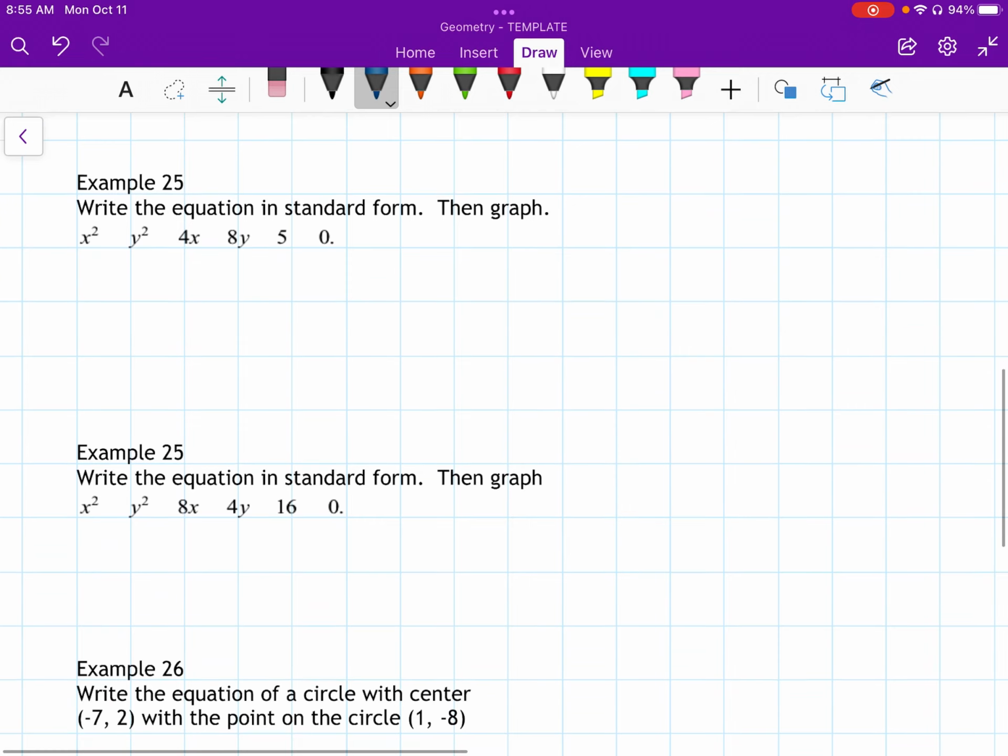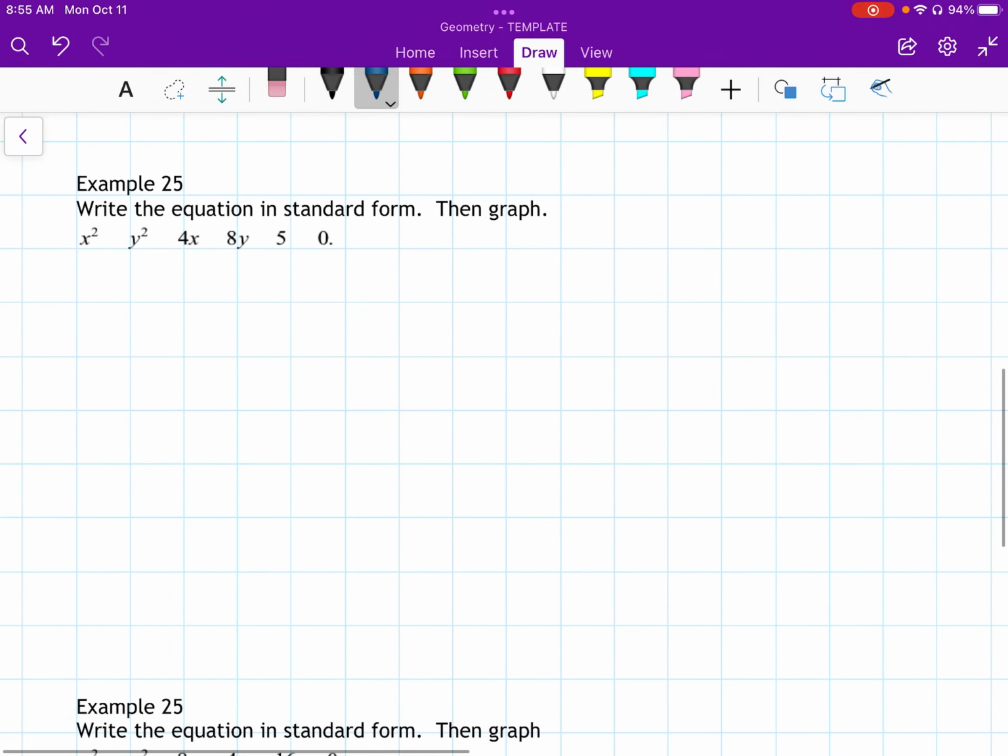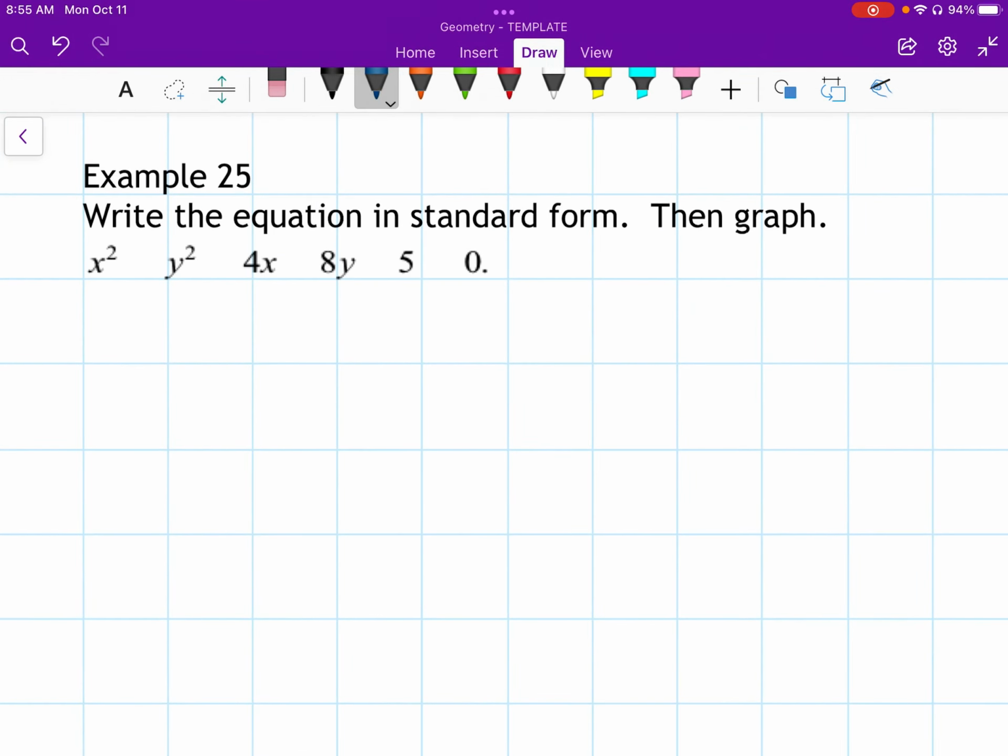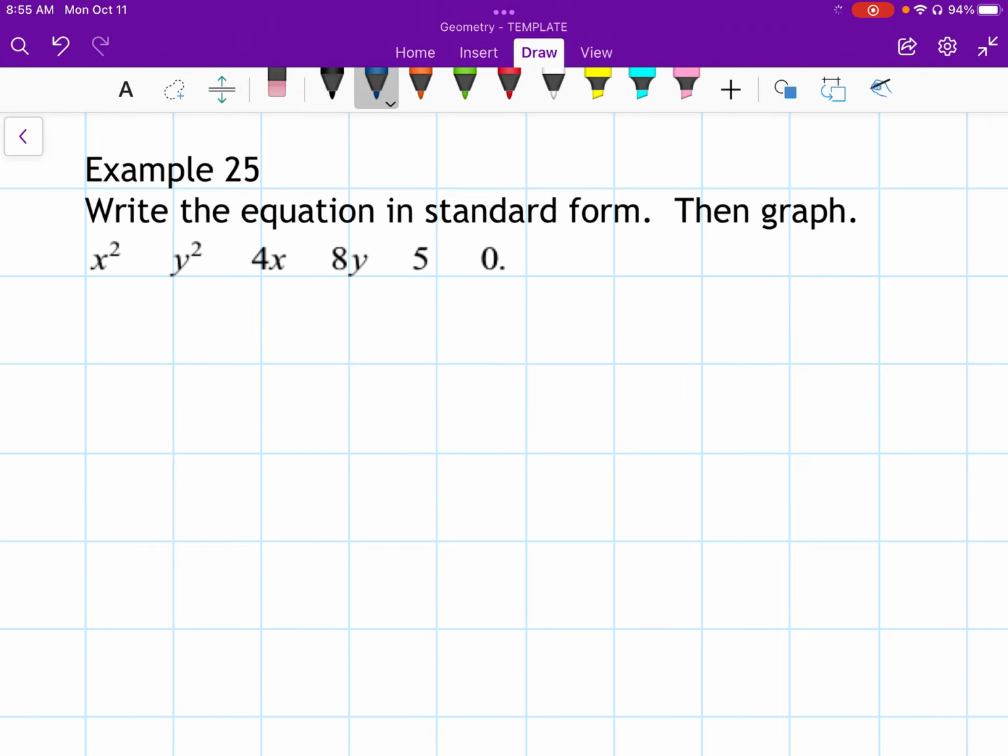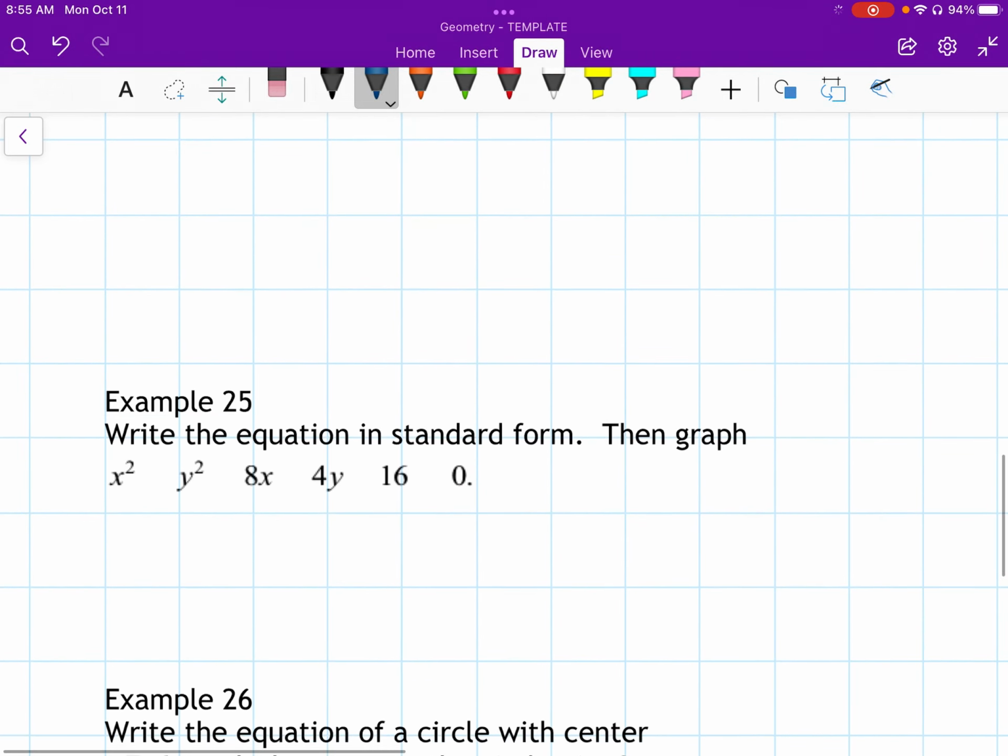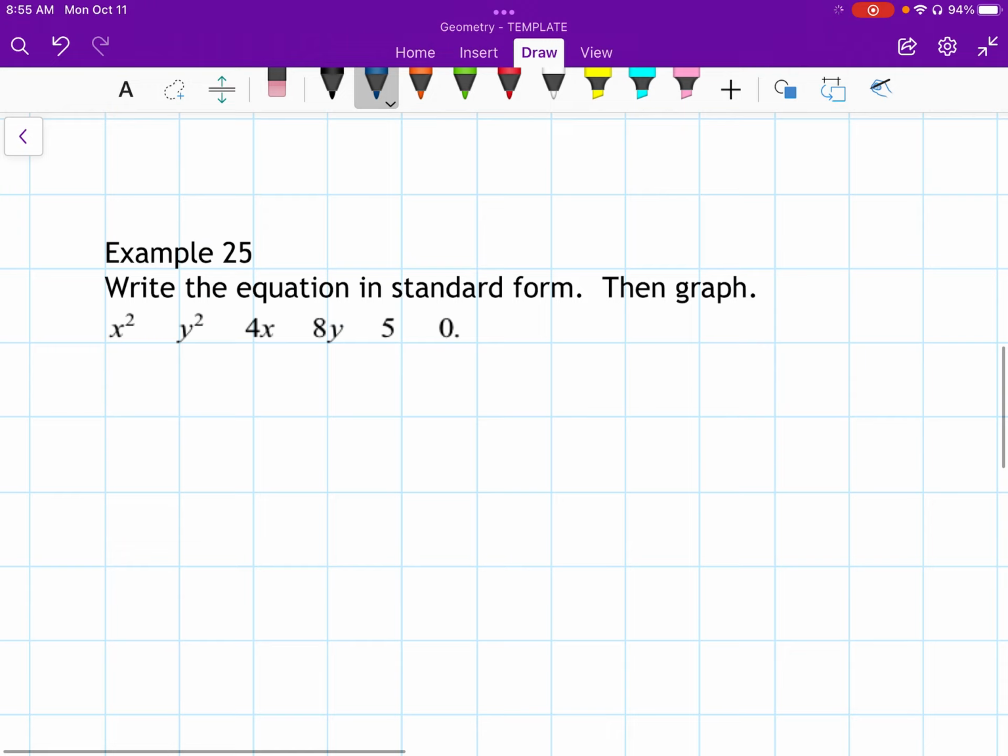Example 25, write the standard form equation. So this should be, I don't know what this should be. I know this is supposed to be a plus. We'll say that that's a plus. That's a minus, that's a plus, and that's an equals.